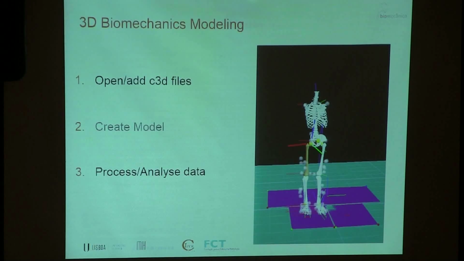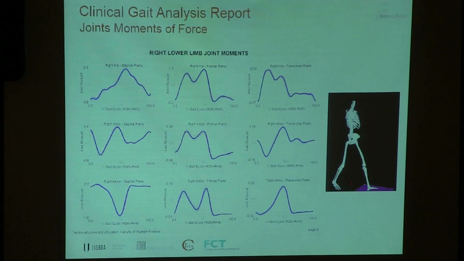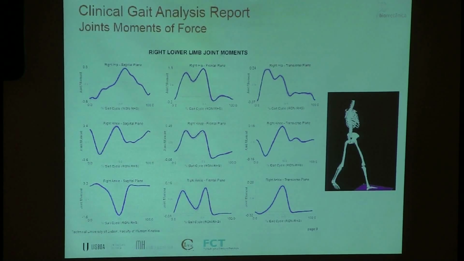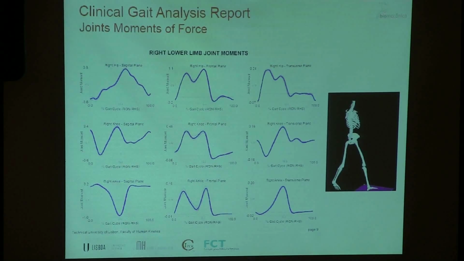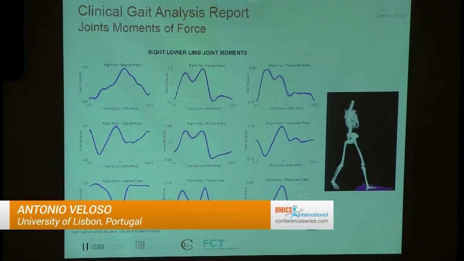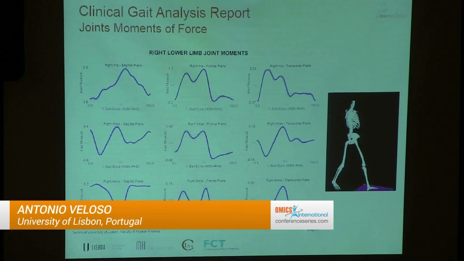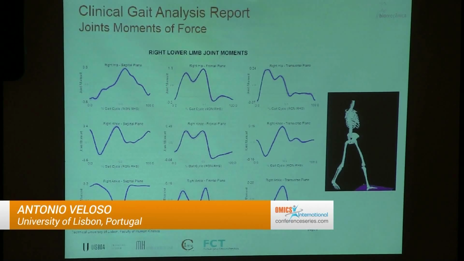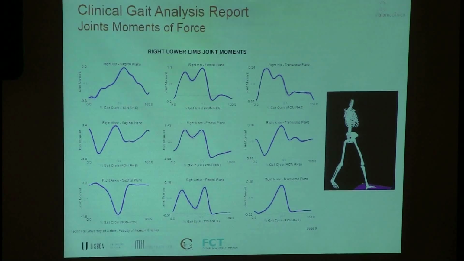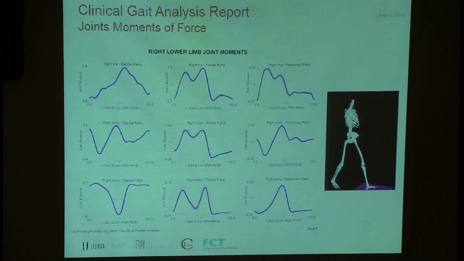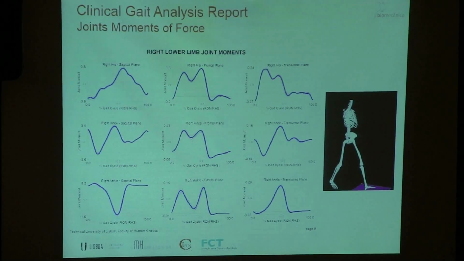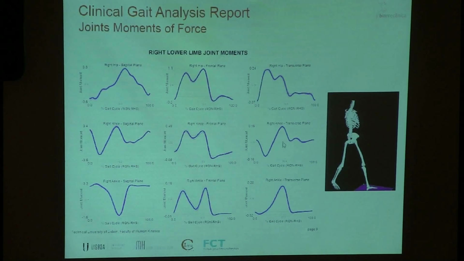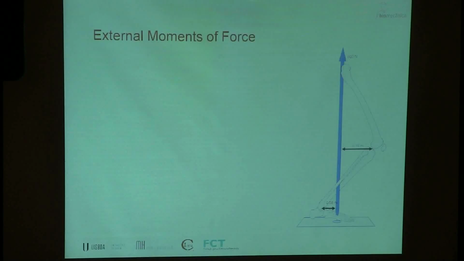Then we build a model, and we have a complete model in our case. When we have that in a static position, we scale the model, and then we can follow a normal pattern. In this case, we have the right leg during gait, normalized against the gait cycle, and we have the joint moments of force in the sagittal, frontal, and horizontal or rotational planes. And what is the external moment of force?